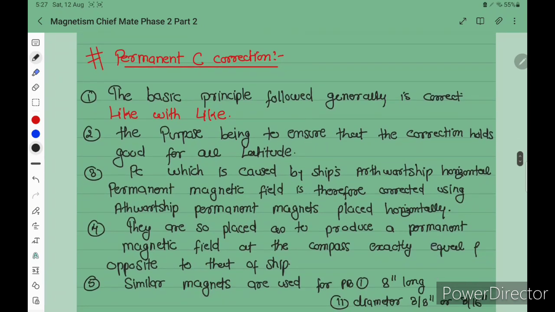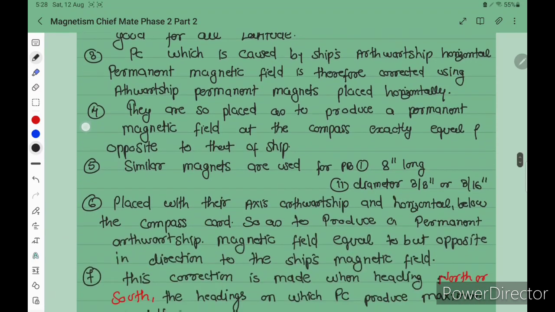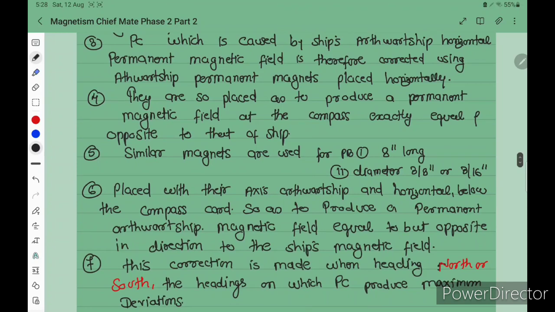Permanent C correction. The basic principle generally followed is correcting like with like. The purpose is to ensure that the correction holds good for all latitudes. PC, which is caused by the ship's horizontal permanent magnetic field, is therefore corrected using permanent magnets placed horizontally. They are placed so as to produce a permanent magnetic field at the compass exactly equal and opposite to that of the ship. Similar magnets are used, 8 mm long, with diameter 3x8 or 3x16 mm long, placed with their axis fore-and-aft and horizontal below the compass card, so as to produce a permanent fore-and-aft magnetic field equal to but opposite in direction to the ship's magnetic field.